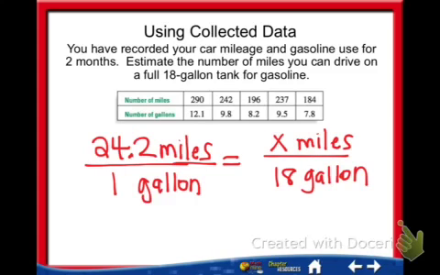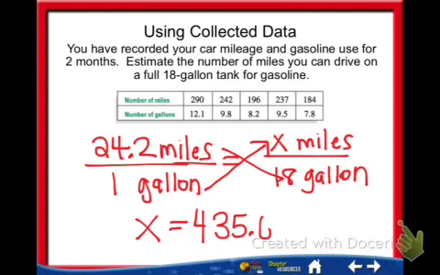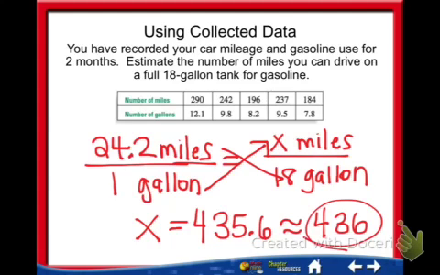Now that we've set up a proportion, we can solve. We'll cross multiply. 1 times X is X. 24.2 times 18 is 435.6. So about 436 miles is how far you can drive on a full 18-gallon tank of gas.